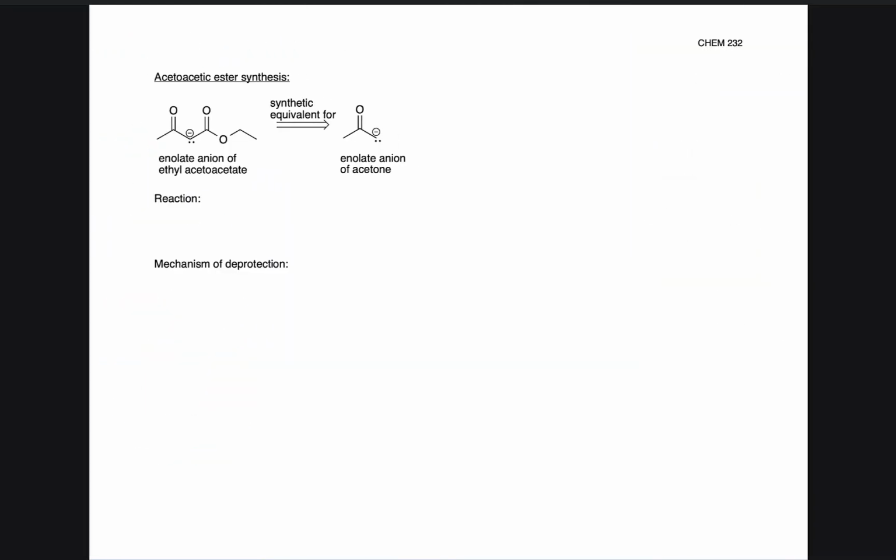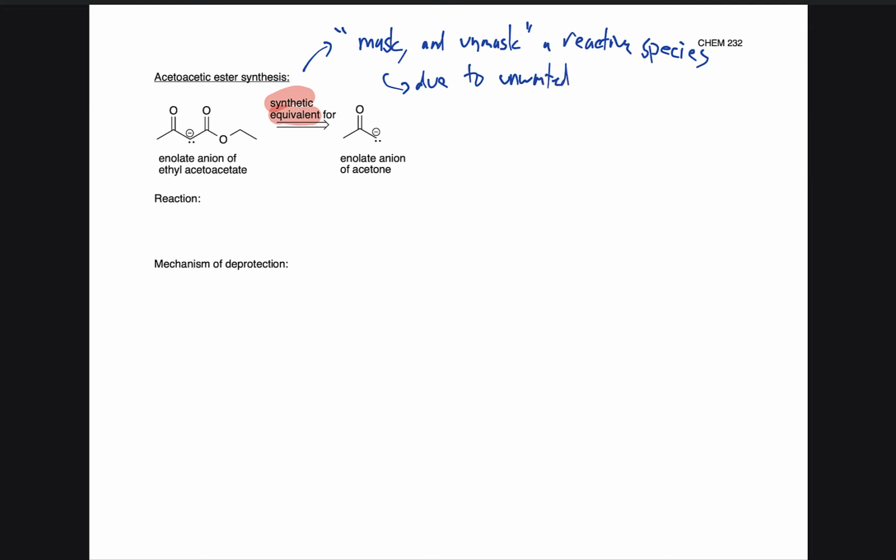And we can do this sort of chemistry on multiple different systems. But something I want to talk about now is this process called synthetic equivalent. Like the name implies, it is this way to quote-unquote mask and unmask a reactive species, mostly due to unwanted side products because of strong bases being present.